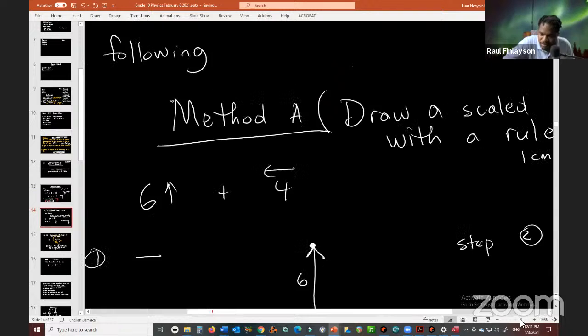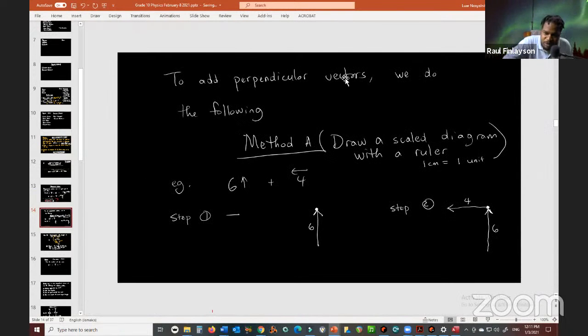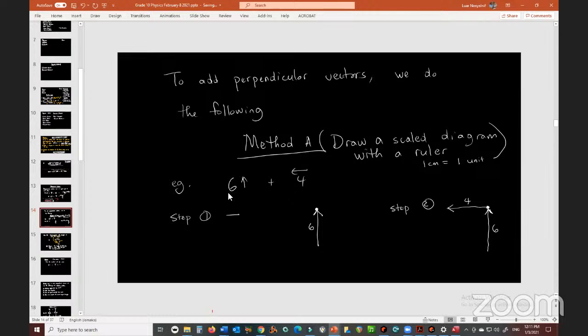Anyway, so let's get on with this now. To add perpendicular vectors, we do the following. The first step is to draw a scale diagram.